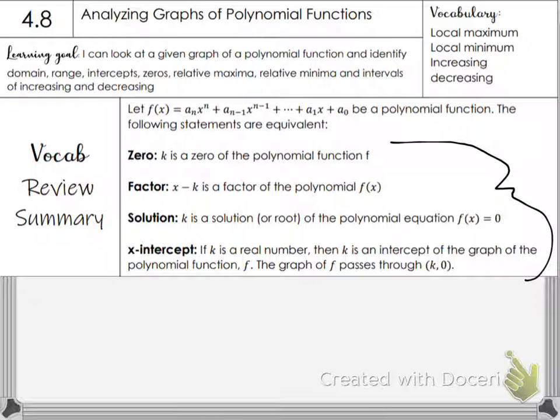So I'm looking at a graph. Wherever my x-intercepts are, the x-intercepts are my solutions, or our zeros, our factors, our roots. Any questions about any of that? We're okay with that? Okay, we're okay with that concept.